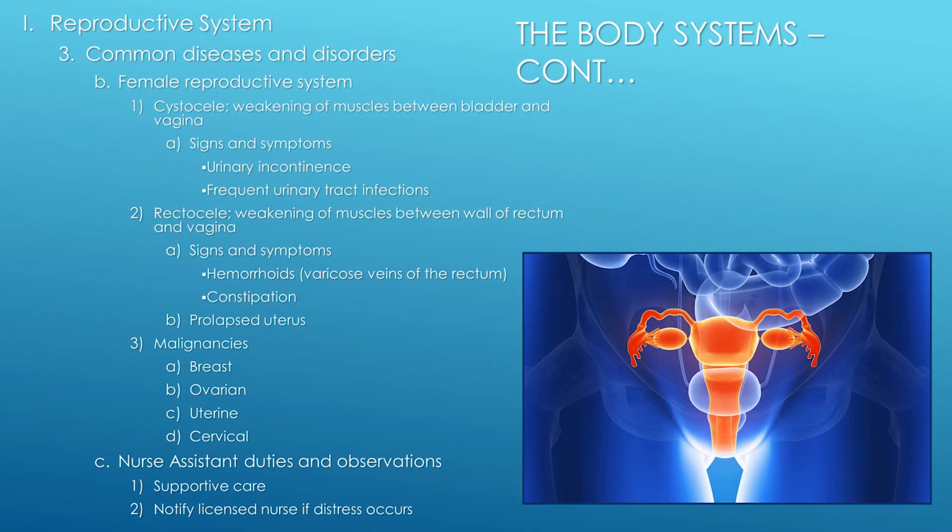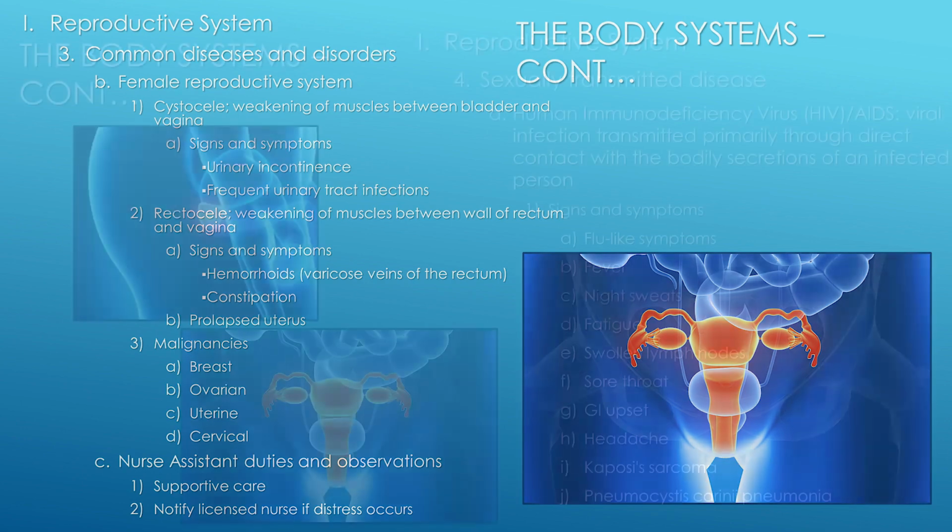Female reproductive system. Cystocele, weakening of the muscles between the bladder and vagina. Signs and symptoms. Urinary incontinence, frequent urinary tract infections. Rectocele, weakening of muscles between wall of rectum and vagina. Signs and symptoms: hemorrhoids, and constipation. Prolapsed uterus. Malignancies of the breast, ovarian, uterine, cervical. Nurse assistant duties and observations. Supportive care and notify licensed nurse if distress occurs.